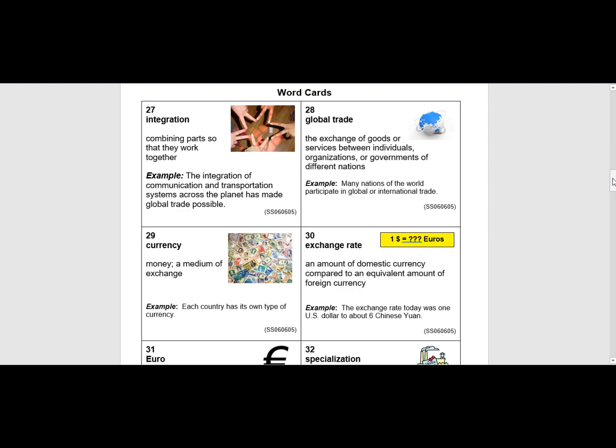Okay, word card 27, integration, combining parts so that they work together. Example, the integration of communication and transportation systems across the planet has made global trade possible. 28, global trade. The exchange of goods or services between individuals, organizations, or governments of different nations. Example, many nations of the world participate in global or international trade.